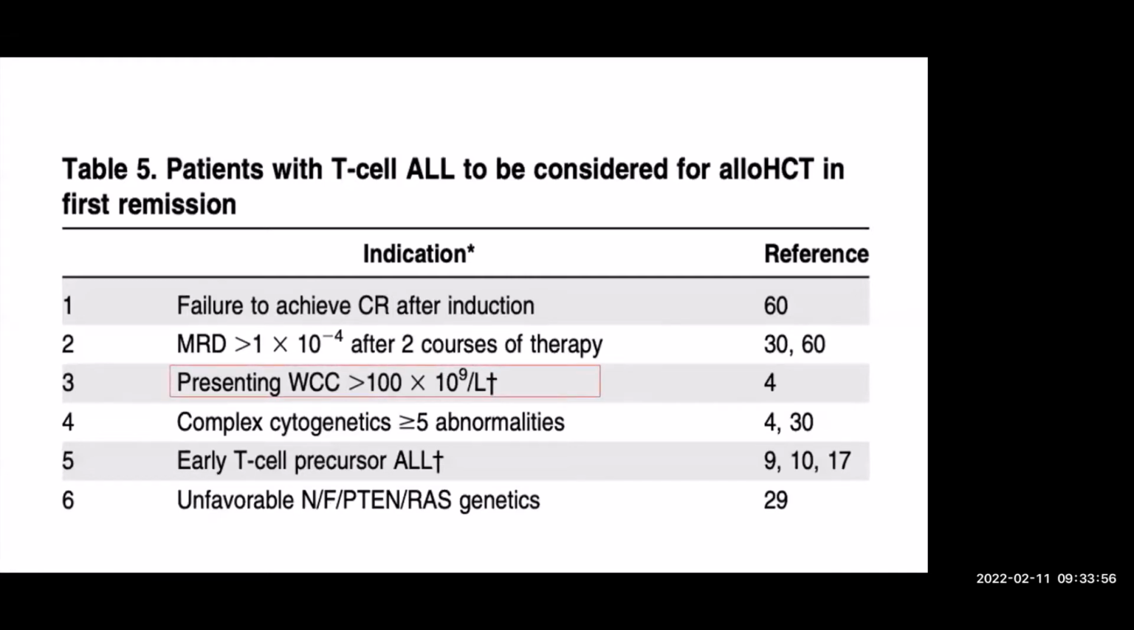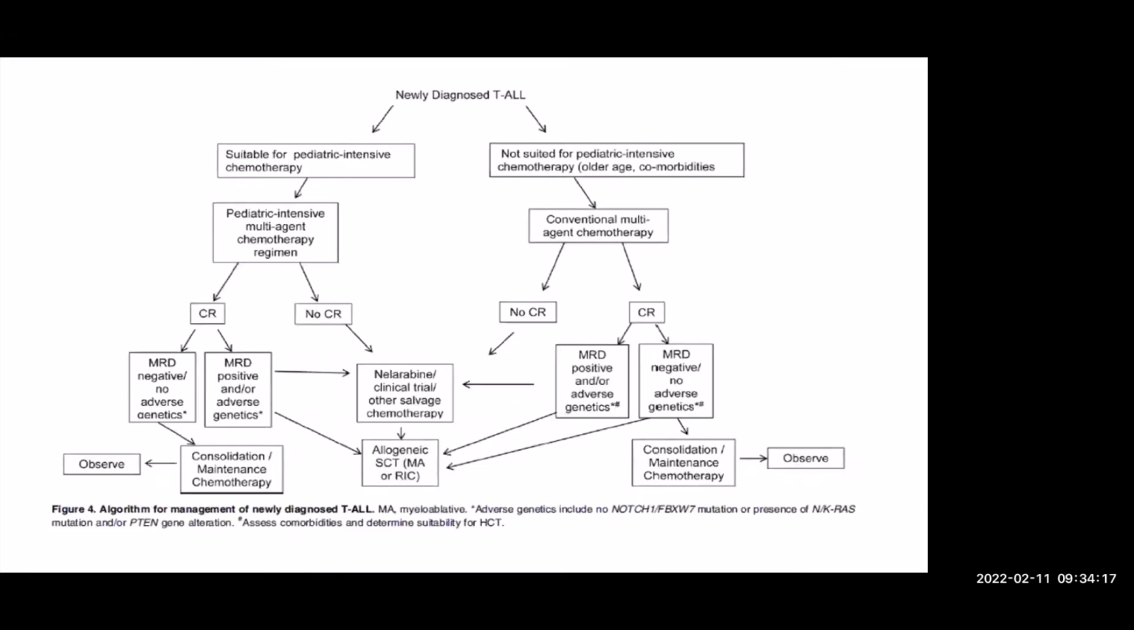However, the conventional risk factor of presence of high WBC count has been overridden by MRD negativity. For patients with these conventional high risk features, if the patient has MRD negativity at the end of phase 2 induction, we can avoid allogeneic stem cell transplantation.